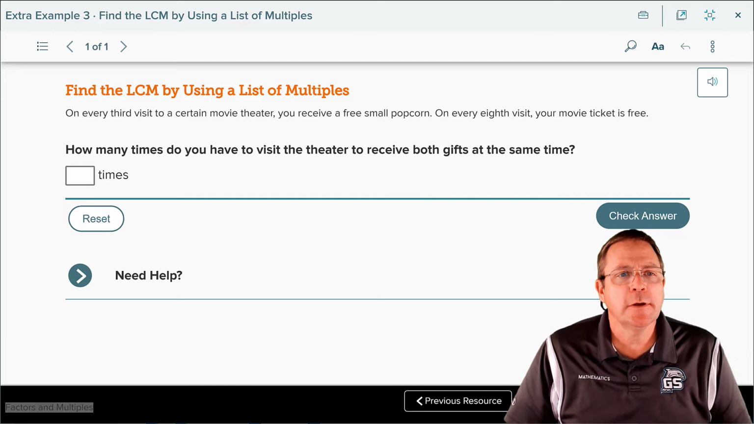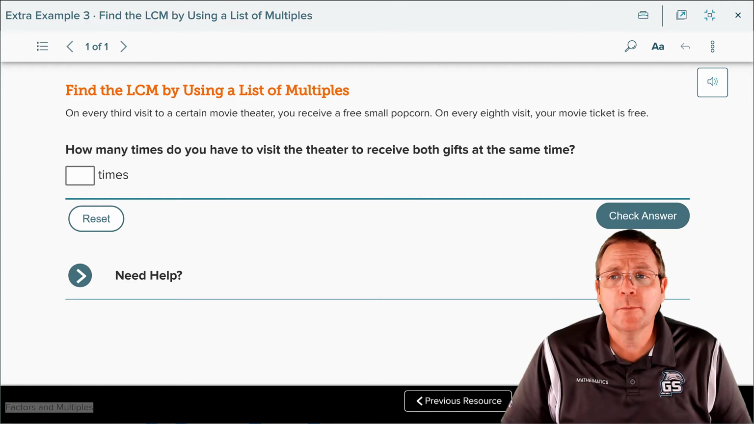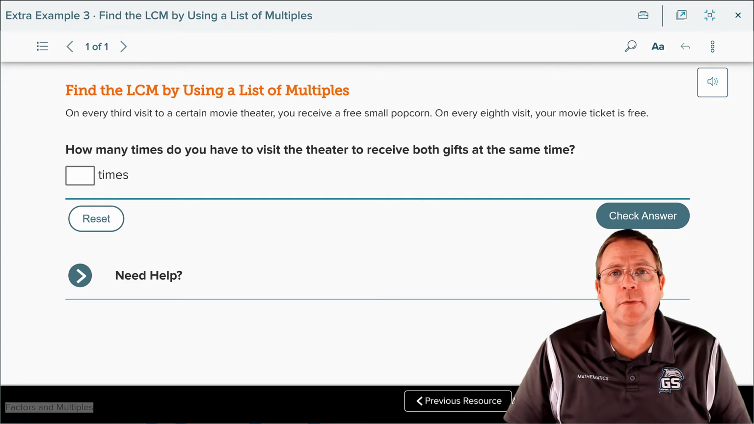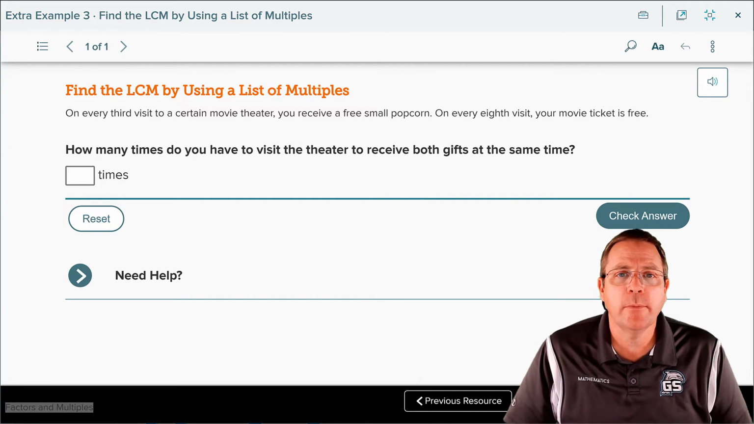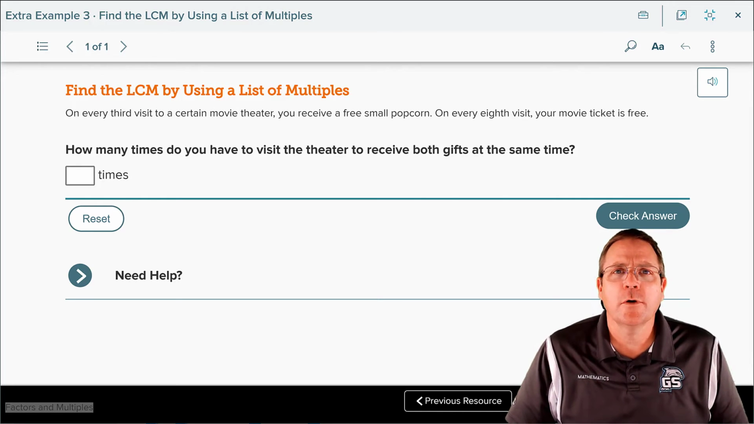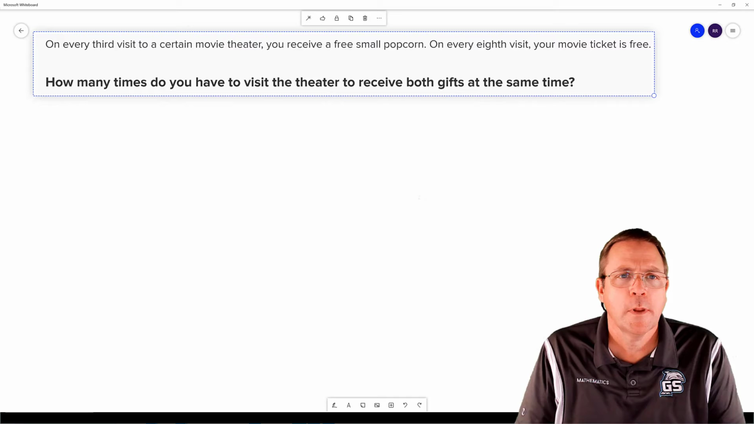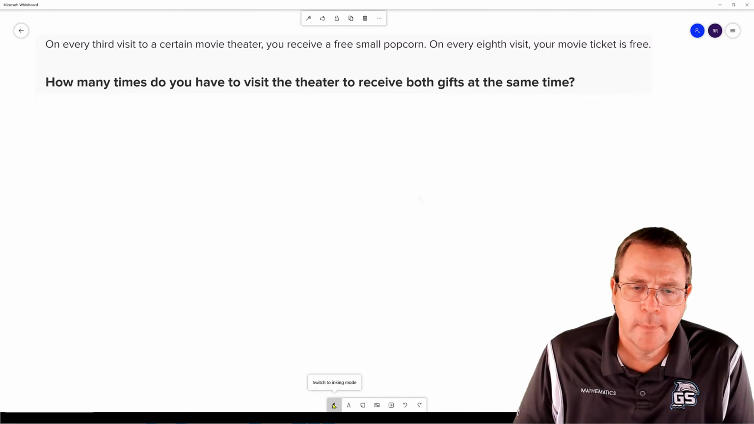Every 3rd visit of a certain movie theater, you receive a free small popcorn. Every 8th visit, your movie ticket is free. And we need to find out how many times you have to visit the theater to receive both the popcorn and the free ticket at the same time. Pause the video, work on this problem. Did you get it done?